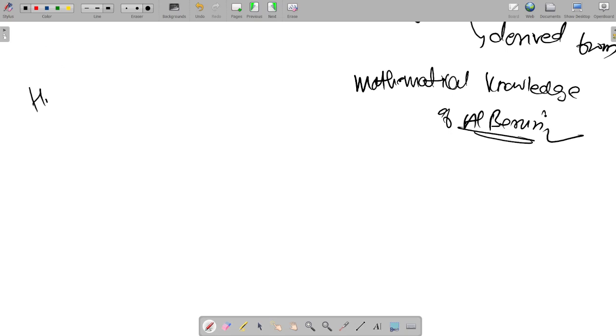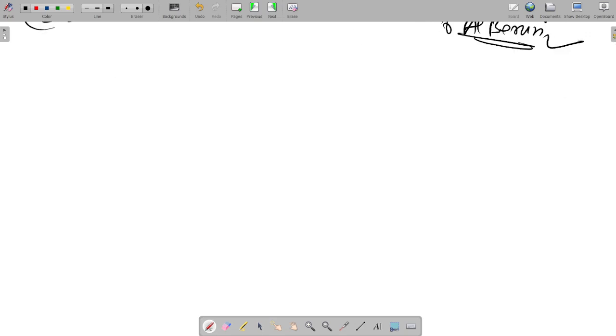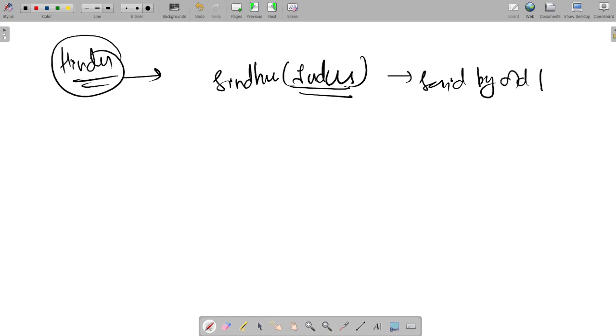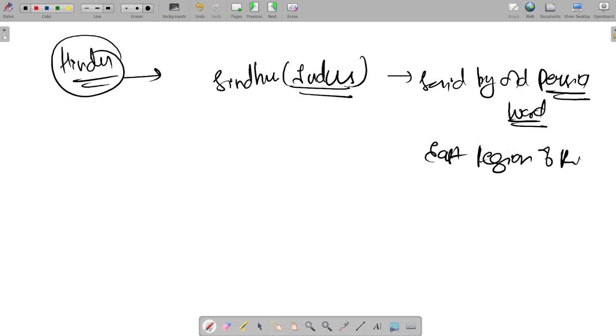There is a brief introduction about the word Hindu, how it came. Let's see about this. The word Hindu originated from the word Sindhu or Indu, that is Indus. That was the word used by Old Persian for the people living in the east region of the river Indus.